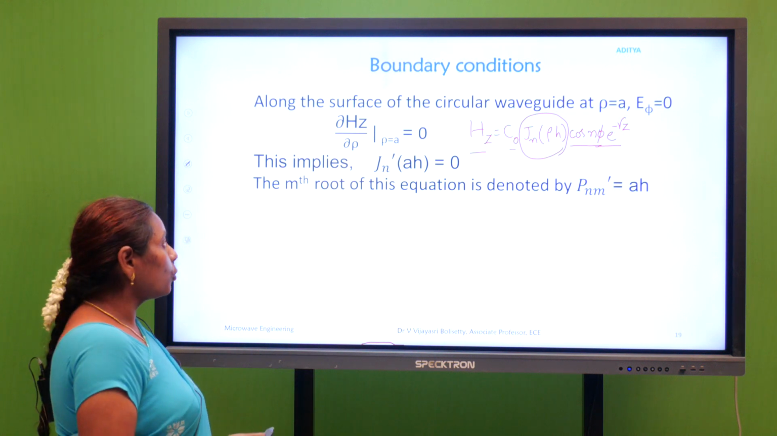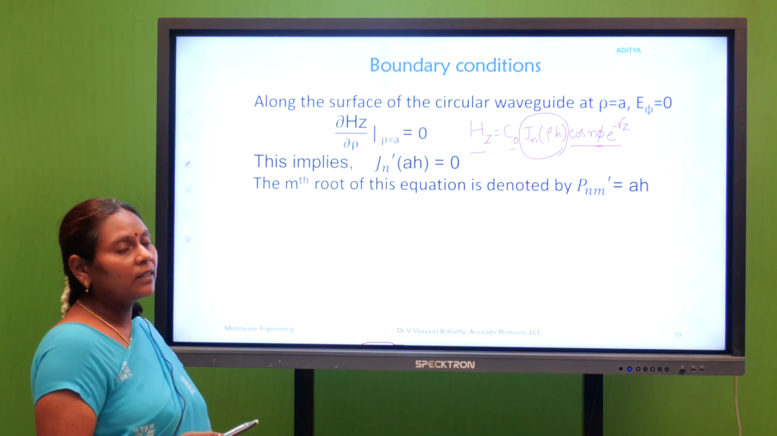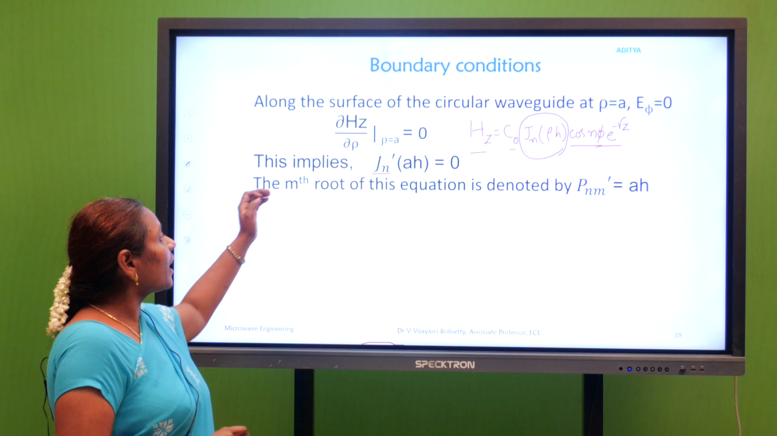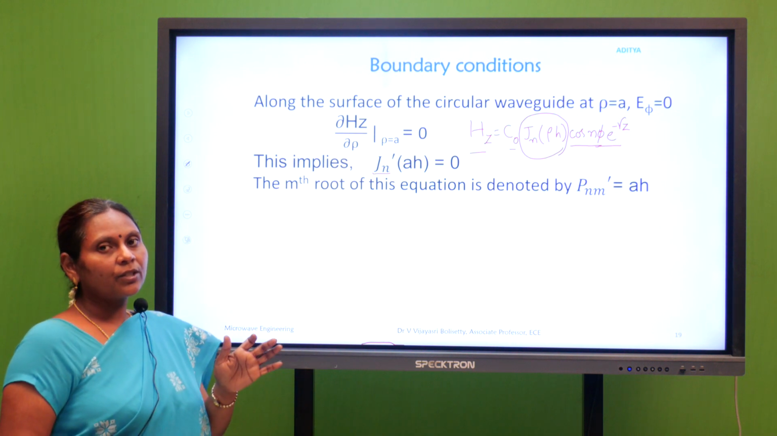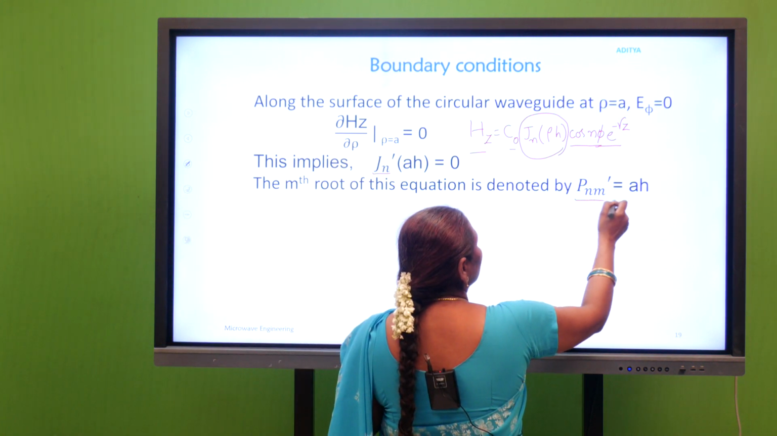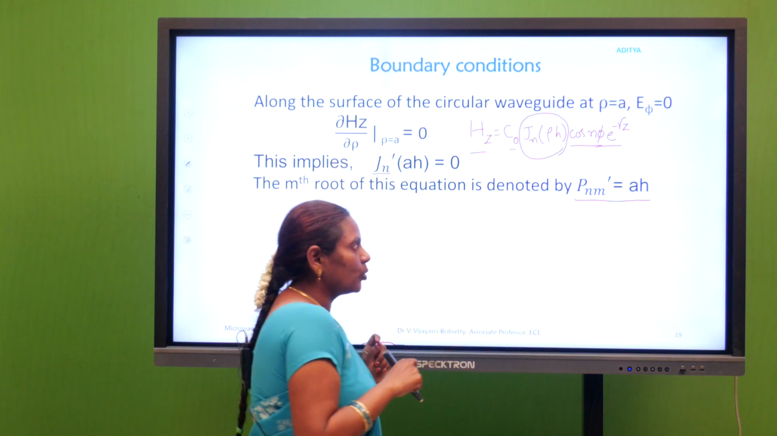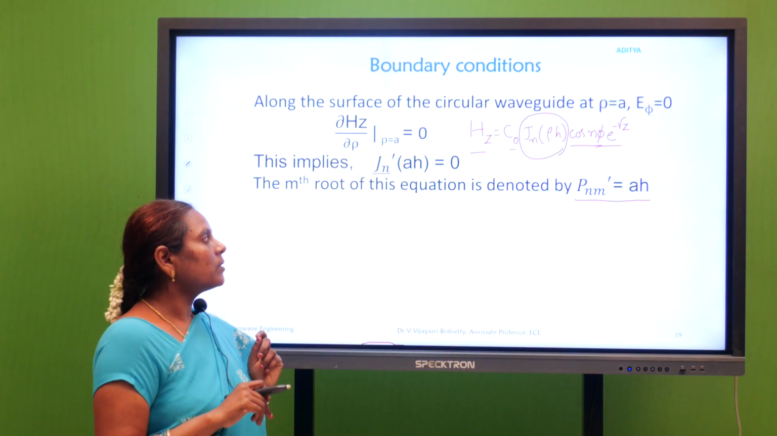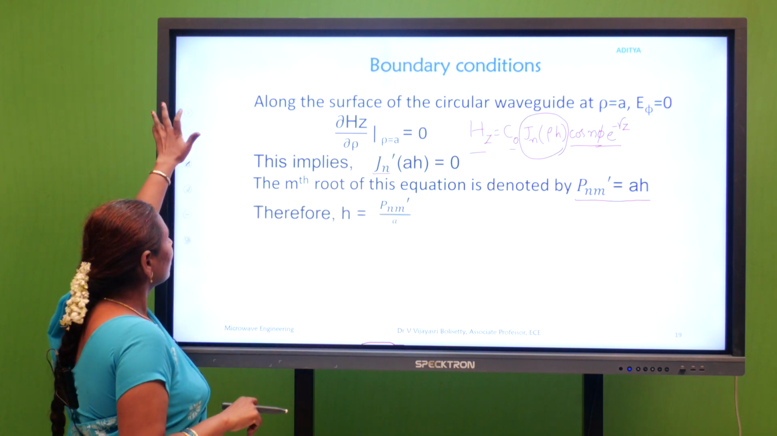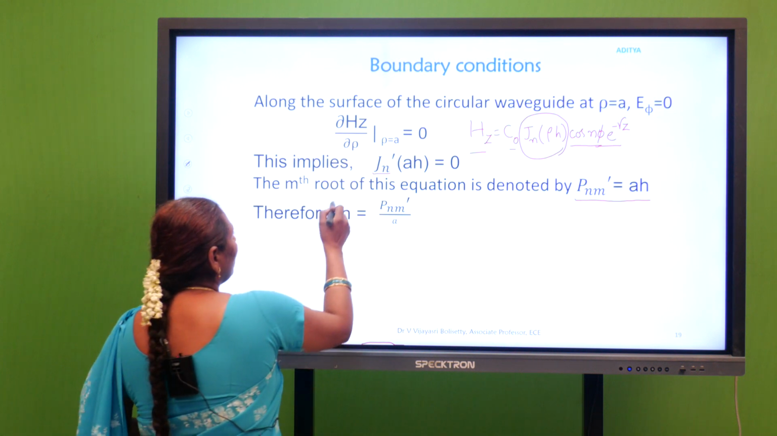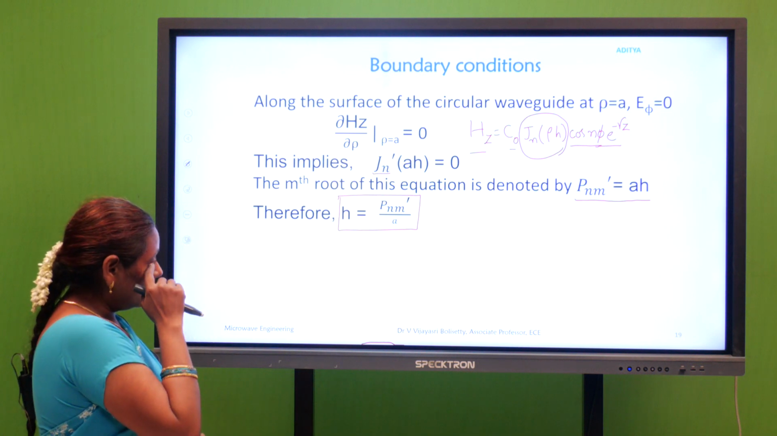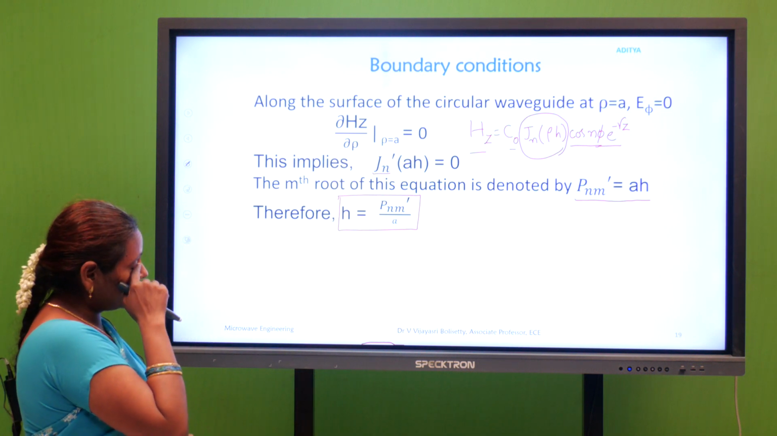we have different roots; there are n roots because this is an nth order Bessel's function. So let us represent the mth root of this Jn dash of ah by Pnm dash, that means there are n roots, of which we are going to find the mth root. So Pnm dash is equal to ah. From this we can find what h is. So h is equal to Pnm dash by a. Okay, so we can substitute this in the Hz also.